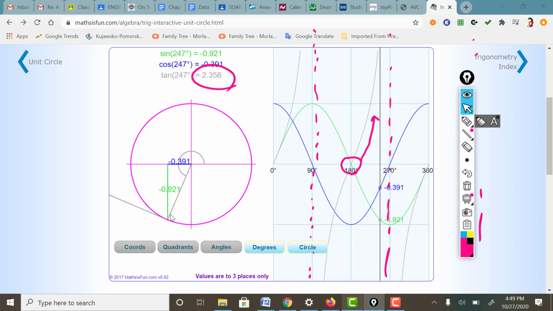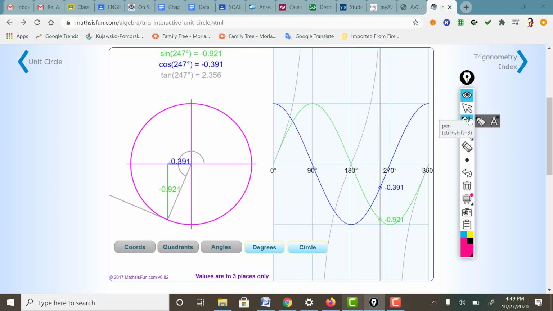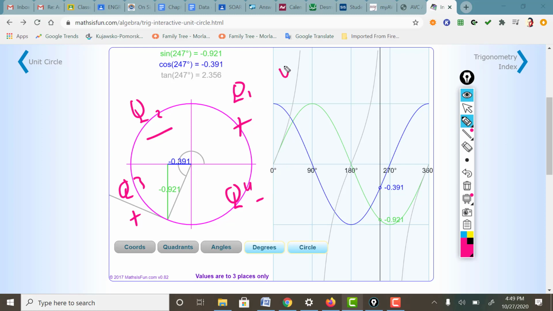This is a very difficult graph to figure out, tangent. Recall that as far as the quadrants are concerned, in quadrant 1, tangent is positive. In quadrant 2, it's negative. In quadrant 3, it's positive, right? In quadrant 4, it's negative. So you have that going on right here. Here's quadrant 1 from 0 to 90. You'll notice that tangent was positive. In quadrant 2, it was negative.